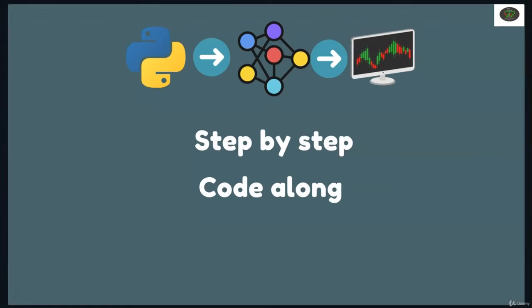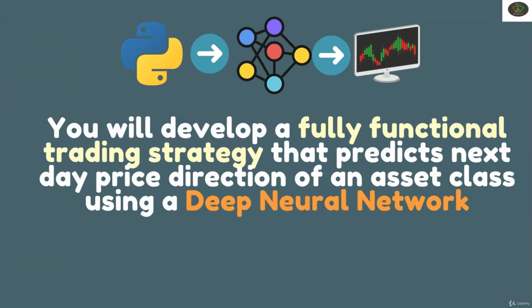Now, at the end of the course, you will develop a fully functional trading strategy that predicts next day price direction of an asset class using a deep neural network. And I repeat, a deep neural network. That is the reason why I have this symbol up here. We're using Python to develop a deep learning model to make predictions to be able to trade.